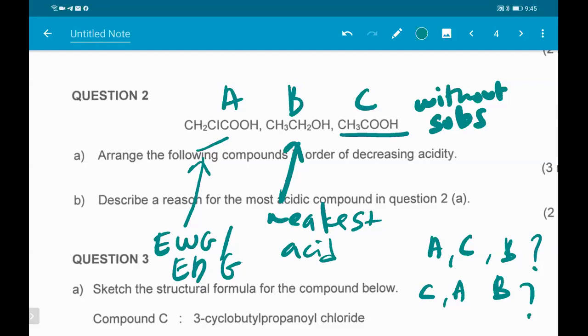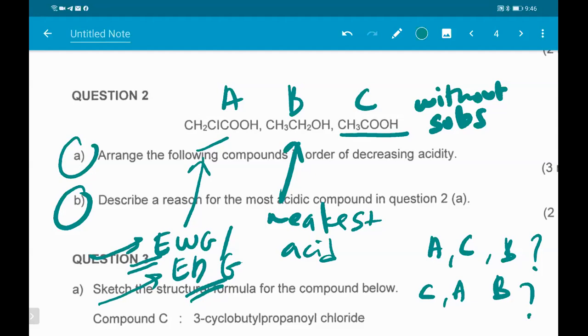Alright, this is to answer these two questions. Okay, the first one you need to arrange it first. Tengok mana kena susun ikut acidity berkurang. Kedua adalah you need to describe the reason. Okay, the reason is either the EWG ataupun the EDG. Kemungkinan ini adalah lemah daripada C ataupun ini adalah lagi kuat daripada C, depending on your answer. Okay, the answer should be either EWG or EDG.